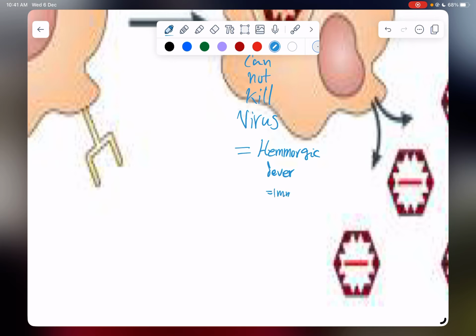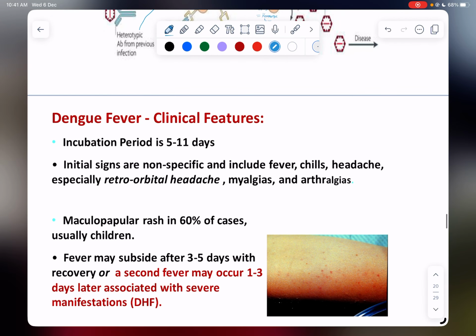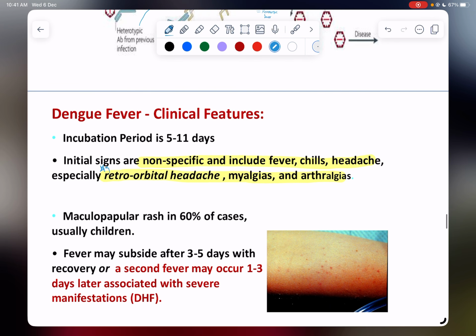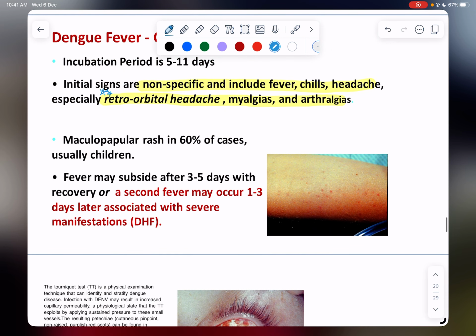Now, the incubation period is not very long. It is relatively shorter, 5 to 11 days. And non-specific: fever, headache, chills. Fever is high grade and there is headache. Headache is quite pronounced. And the patient will tell you that the main pain that he or she is feeling is behind the eyes. Preorbital headache. And there is pain in the joints and pain in the muscles, etc.